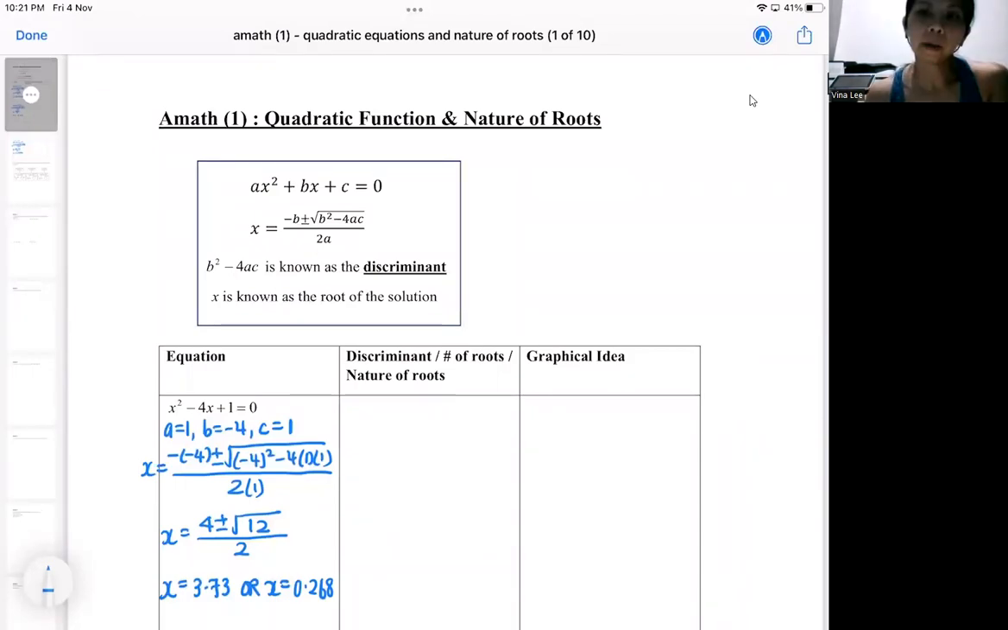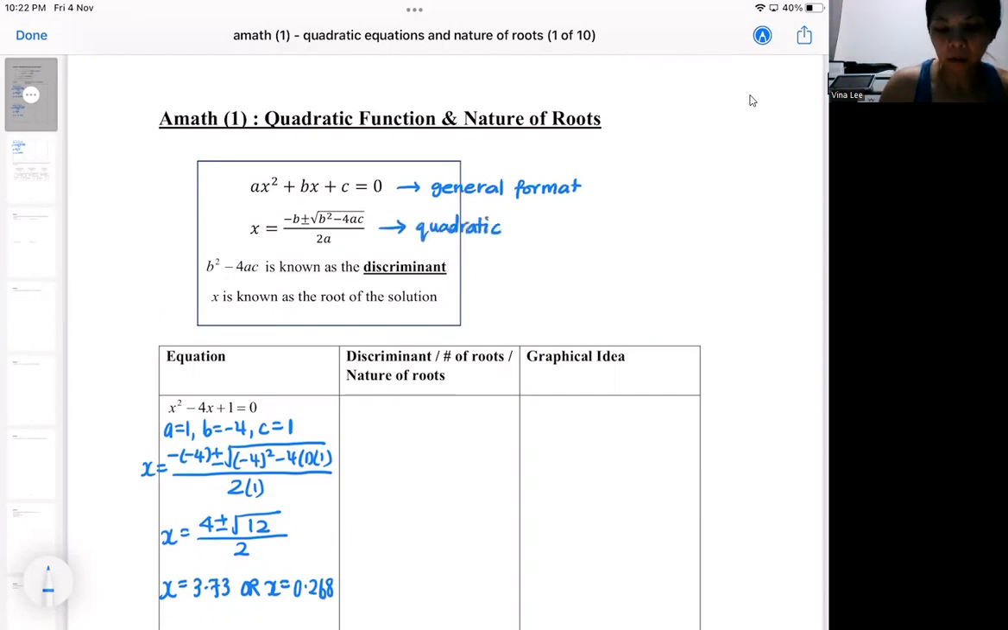So for this part, by the time you hit this, you should already know that this is what we'll call the general format of a quadratic equation. And you should be very, very familiar with this quadratic formula. And you should have no careless mistake in executing this quadratic formula to get the actual value of the roots.